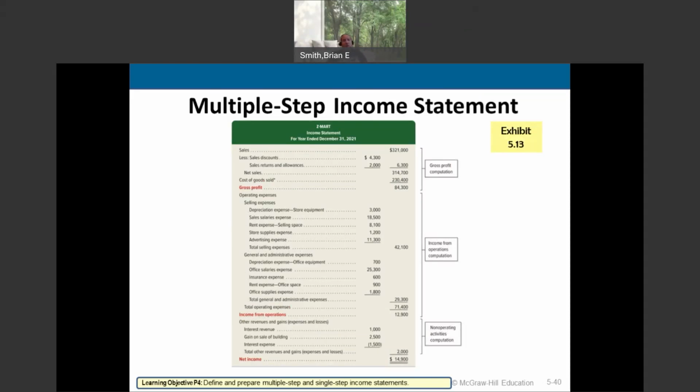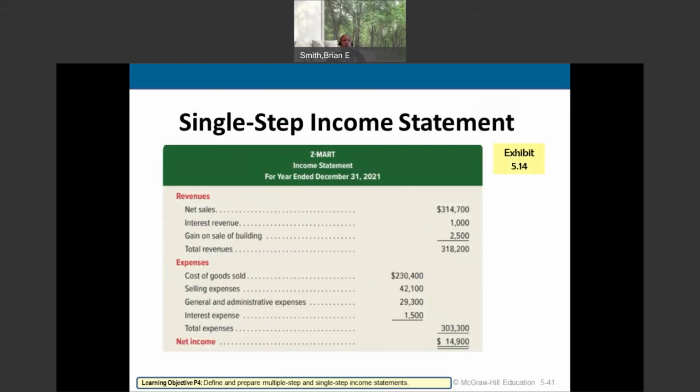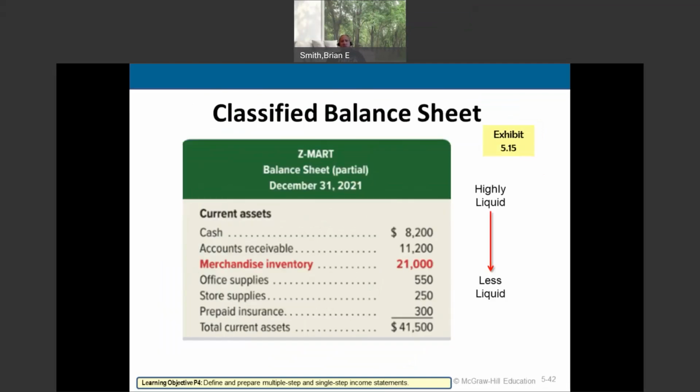We're going to get into that more in accounting 112, but just know that these things exist. This multi-step income statement does exist, but it's just a way to break things down again. And then remember, in our classified balance sheet, merchandise inventory will be classified as a short-term or current asset.